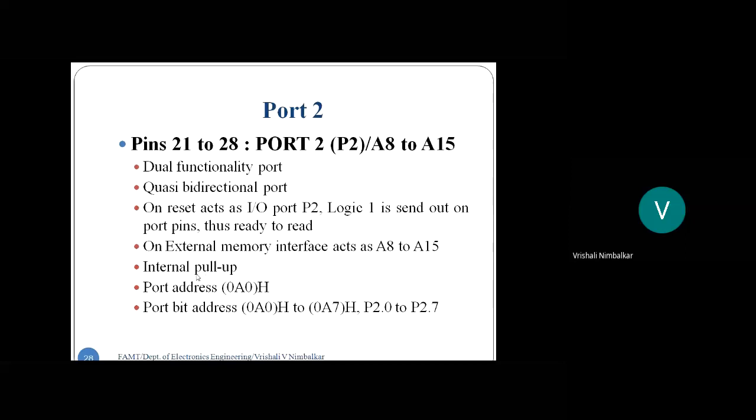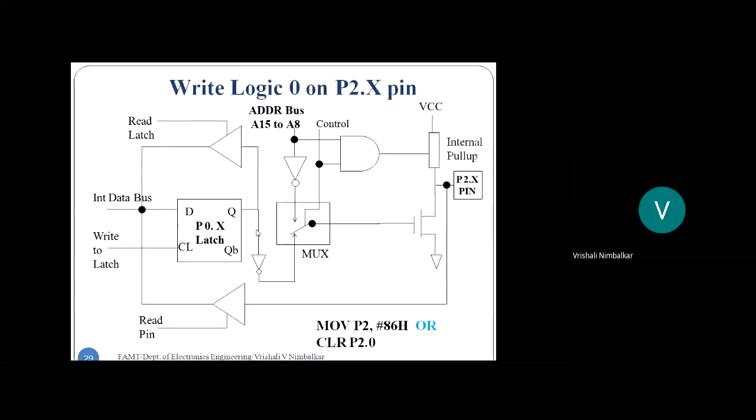Okay. Now port 2 also has an internal pull-up. We need not connect anything, right? Port 2 will function properly. It has an internal pull-up inside. And port 2, the address is A0 hex. If you want to use it bit by bit, P2.0, P2.1, up to P2.7, the addresses are A0, A1, A2, up to A7 hex. Okay, so that was our port 2. Remember, it has a dual function, either IO port or address bus.